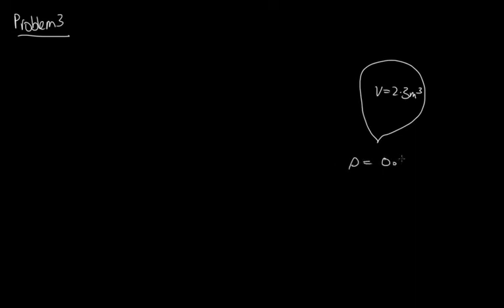Problem 3. So in this problem, we're asked about this weather balloon again. So here's our weather balloon. It has a volume of 2.3 meters cubed near the Earth's surface, and it rises up into the atmosphere. It's filled with hydrogen, and we're told that the density of hydrogen is equal to 0.0899 kilograms per meter cubed.